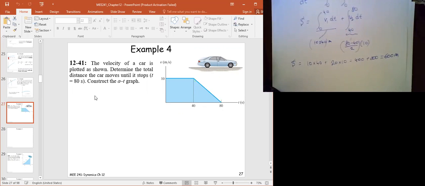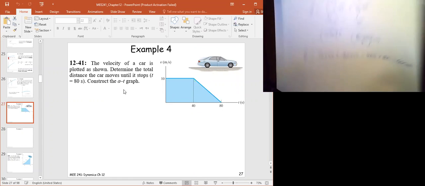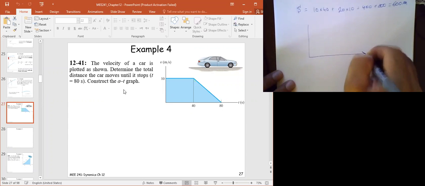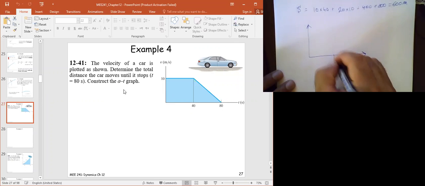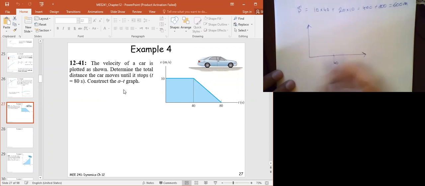If you were to construct the a-t graph, how would the a-t graph look for this car? 0, then decreasing. Exactly. So initially it is 0, because the derivative of a horizontal line is 0, so the car had no acceleration. How about here? It's going to be like that, right? You guys agree?